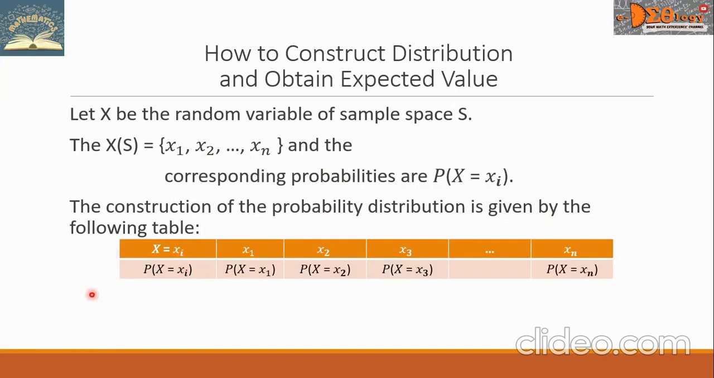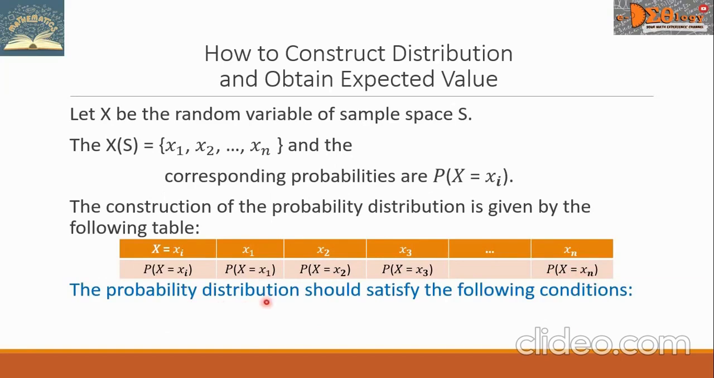We have here two rows in the table. The first row is capital X equals x sub i. The elements for this row are x sub 1, x sub 2, x sub 3, up to x sub n. The second row is for probability, P of capital X equals small x sub i. So correspondingly, we write P of capital X equals x sub 1, next P of capital X equals small x sub 2, and P of capital X equals x sub 3, and this is up to P of capital X equals small x sub n.